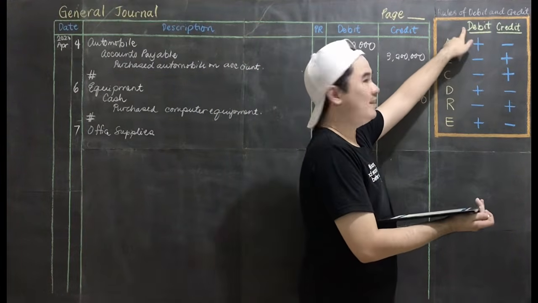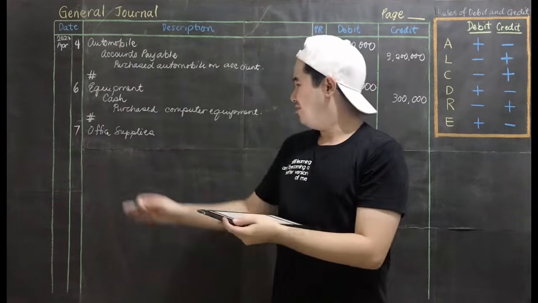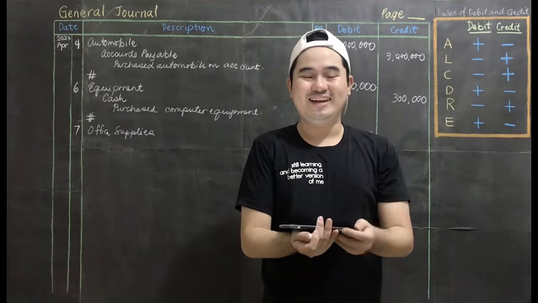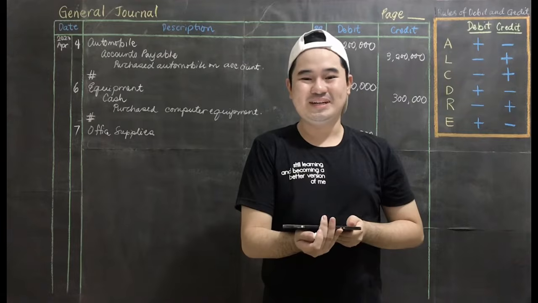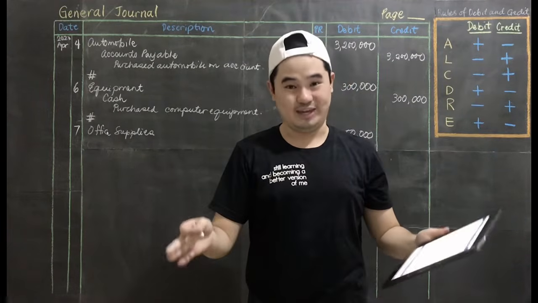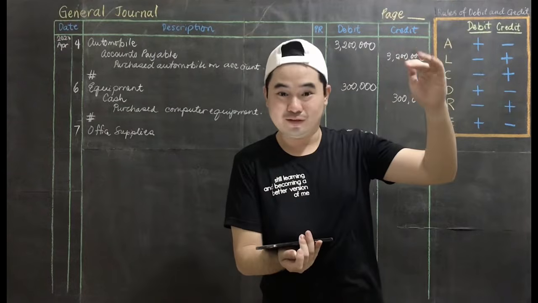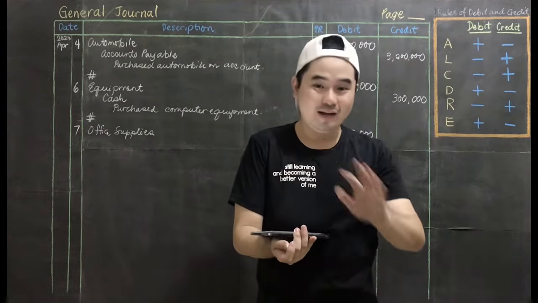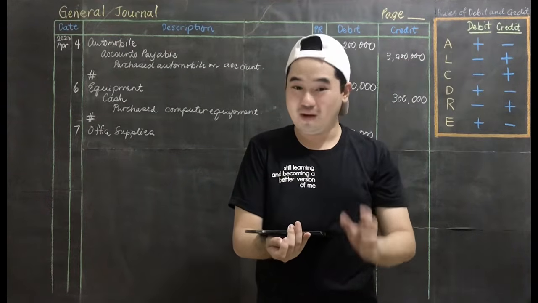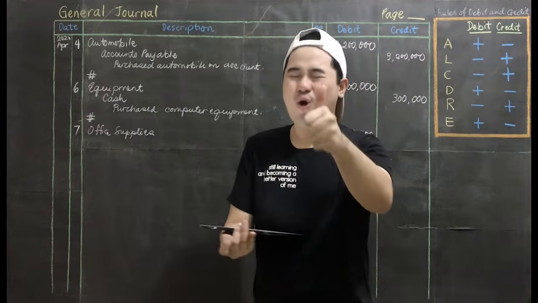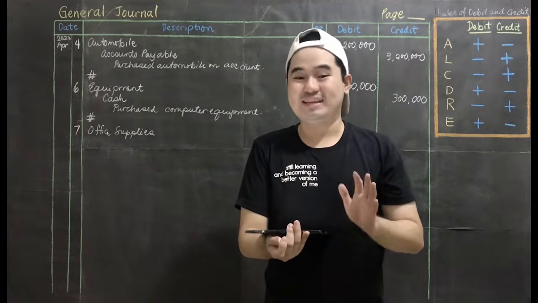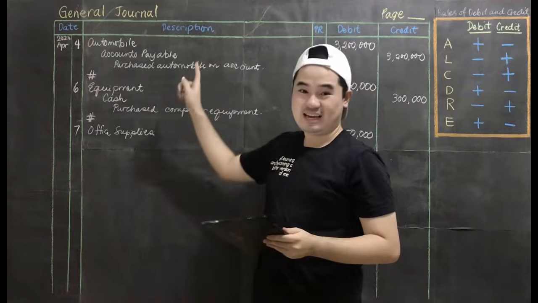Pag nagkakaroon ka, debit din. Paano yun? Eh di ba dapat credit na? Papasok tayo ngayon sa tinatawag natin na compound entry. Pag sinabing compound entry, pwedeng dalawa yung debit, tatlo yung credit. Ang mahalaga ay pantay yung amount ng debit sa credit. Okay lang yon. Hindi dapat kailangan laging isa.